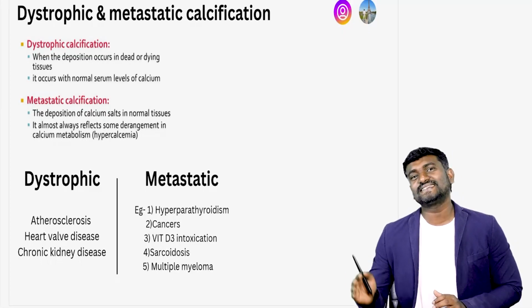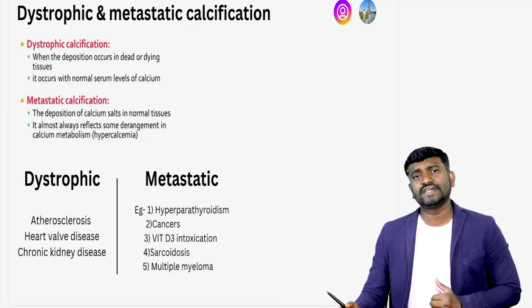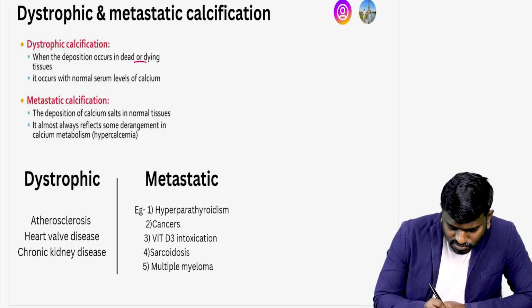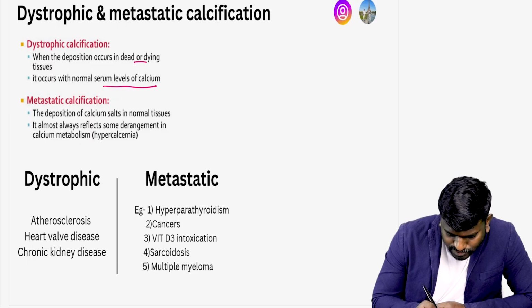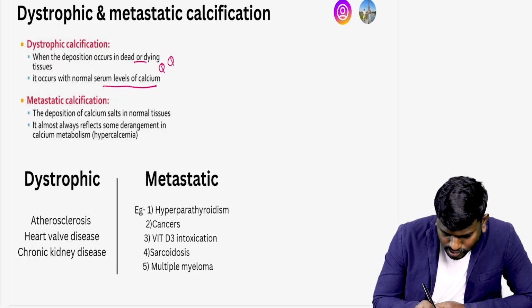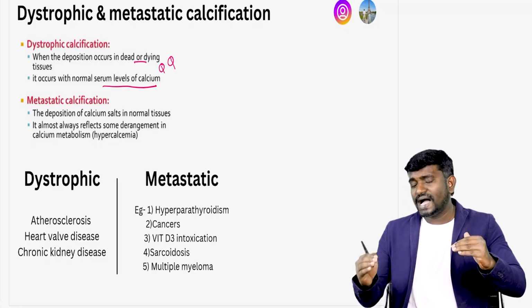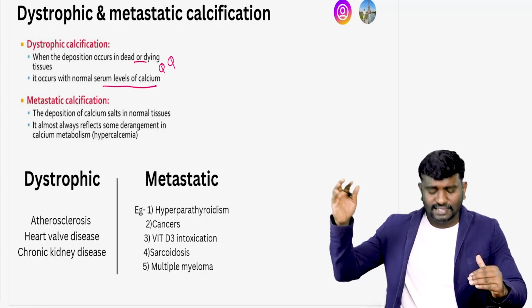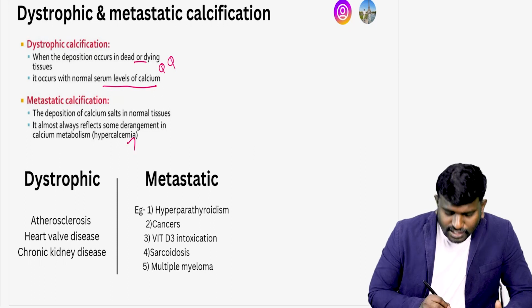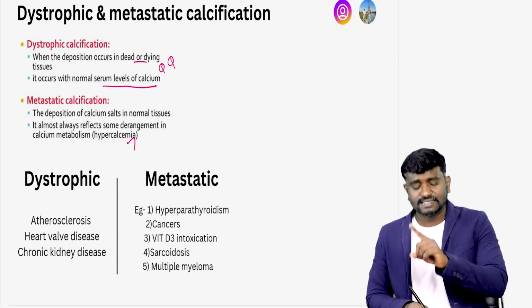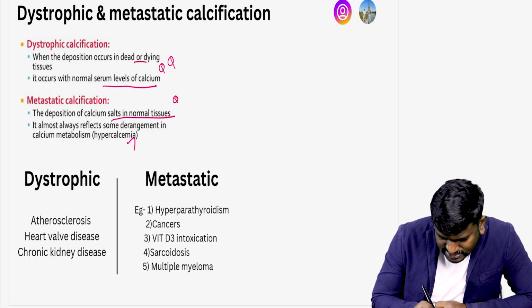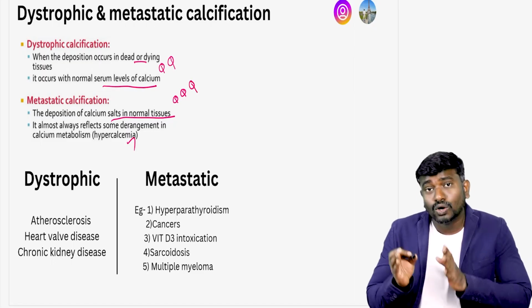Dystrophic and metastatic calcifications. Dystrophic calcification actually occurs in dead or dying tissues. You're going to remember the serum level of calcium is going to be normal. Very important. Dystrophic, normal. Whereas in metastatic, the calcium level is going to be increased. Yes, please remember, it will lead to a condition called hypercalcemia. It is going to be seen in normal tissue. Metastatic calcification is seen in normal tissues.